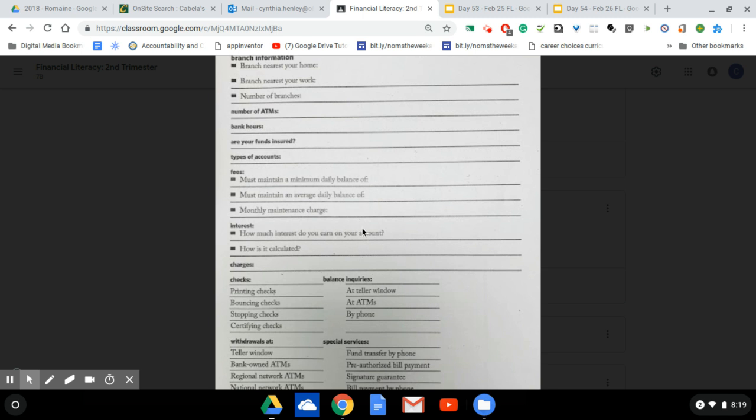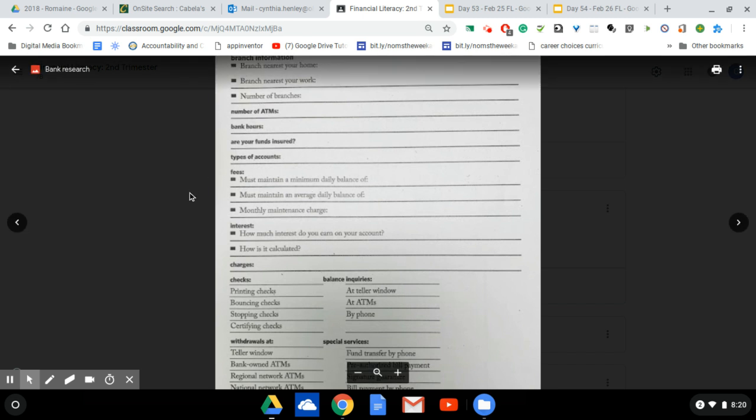For interest, how much interest do you earn on this particular checking account that you're researching? And how is the interest calculated? Again, as we move along this form, you'll find that the information here in the middle is going to be a little bit more difficult for you to research and for you to find than the information located at the top. So I'm going to go ahead and move on.